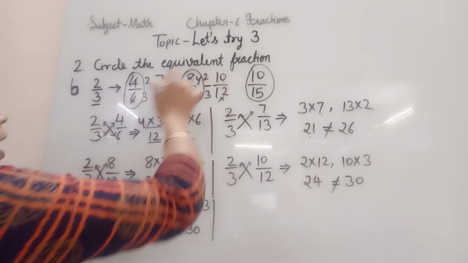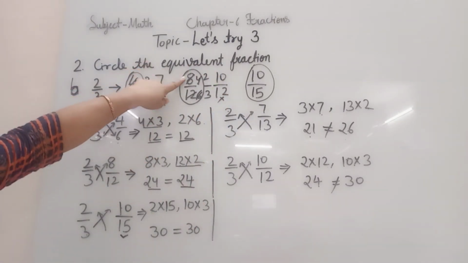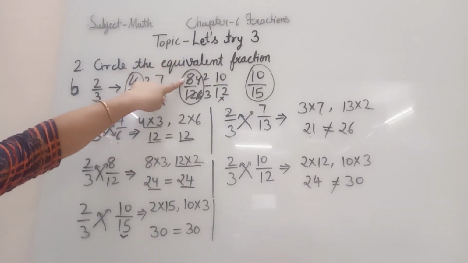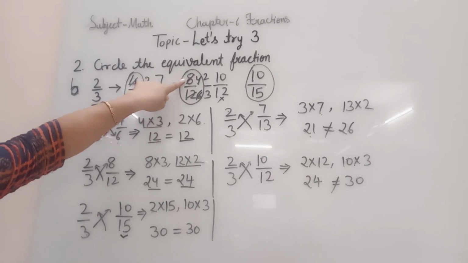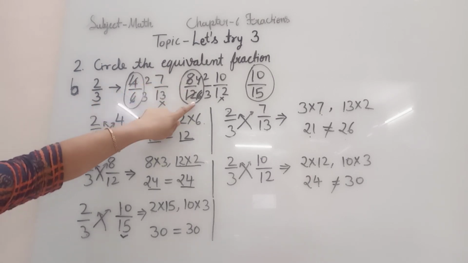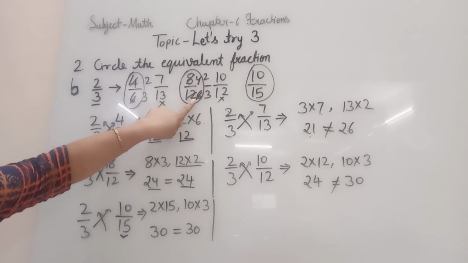How am I dividing? How do I know that it will divide by 2? We have to check the divisibility method. Both are even numbers, both are ending with an even number. So that's why I am dividing by 2.